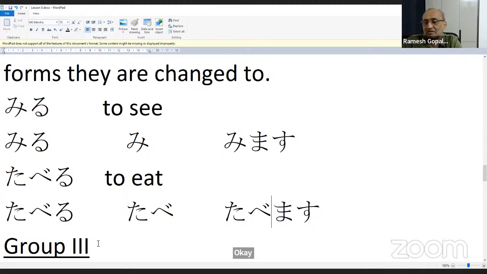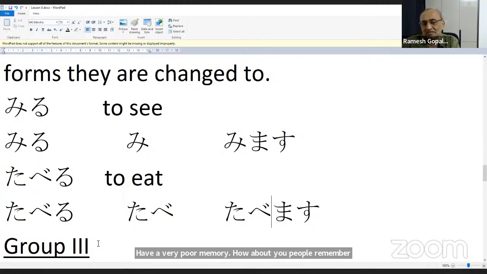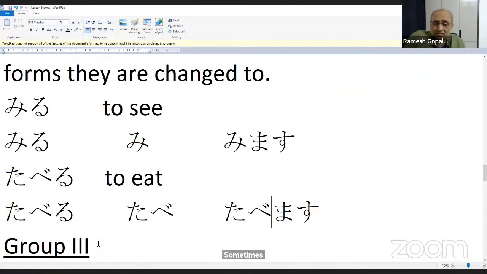How many of you have good memory? Not like me. I have a very poor memory. How about you people? Do you remember things? Yes or no? Sometimes. So group 3, you will have to remember things. Now you wonder why you joined this course, right? You have to remember all the verbs and their forms. So many forms, I told you. So what do you say?